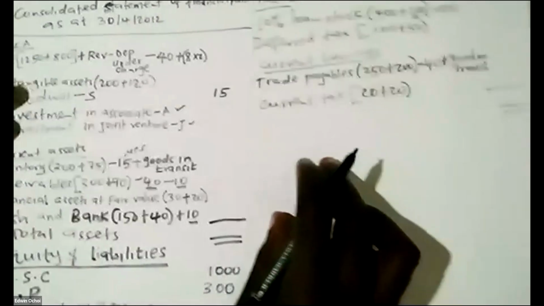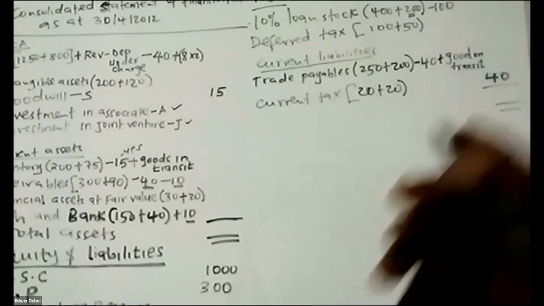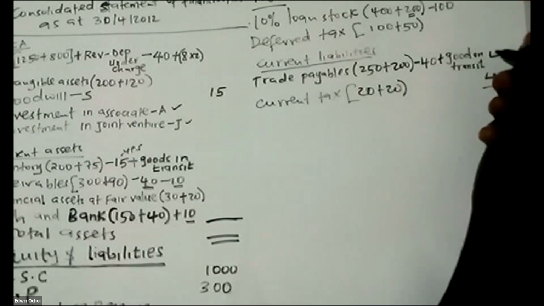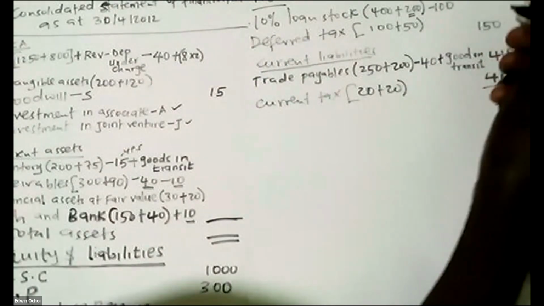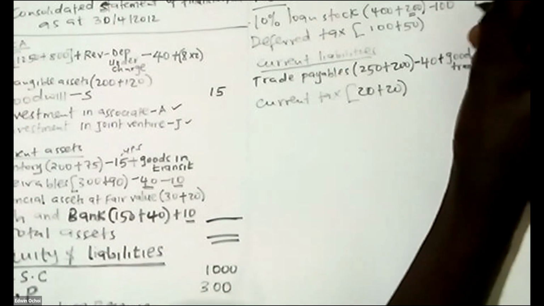So we can be able to get some of these things. Here is 40. 250 plus 200, that is 450. 450 minus 40, that is 410. This one is 150. 400 plus 200, 600 minus 100, 500.